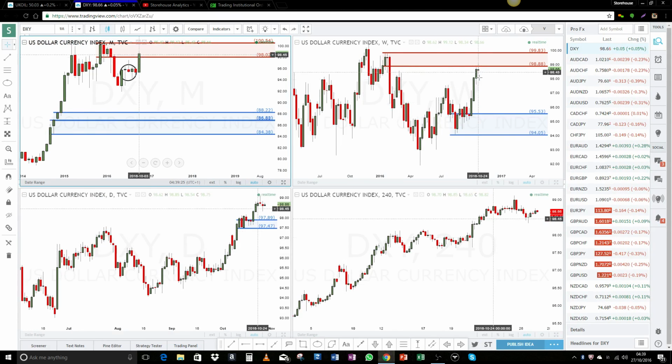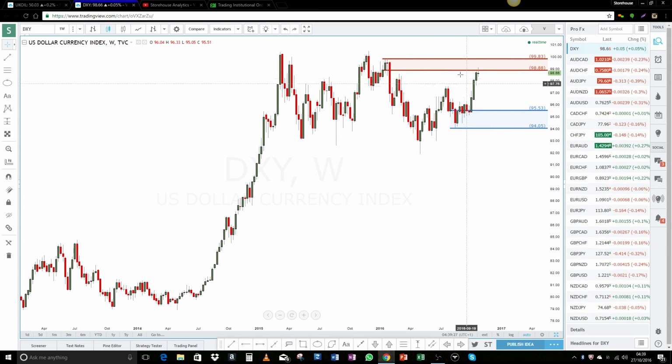So if you look at it on the weekly, these are the areas that we're dealing with. We now have a demand zone created down here, and we're right into supply, and there's beginning to be some evidence here that people are beginning to sell the dollar and are finding these price levels too high to be buying, which as a supply and demand trader, you saw this coming already.